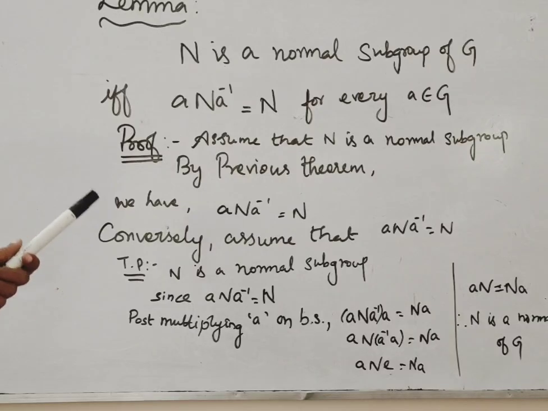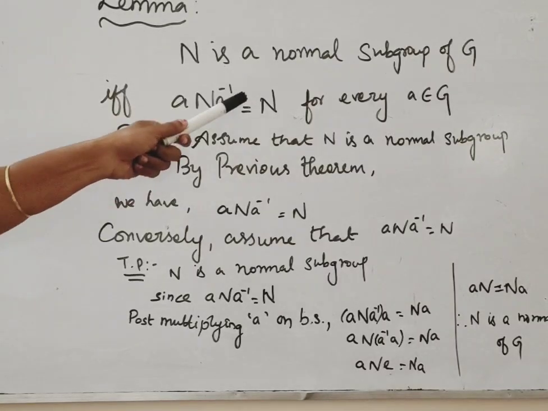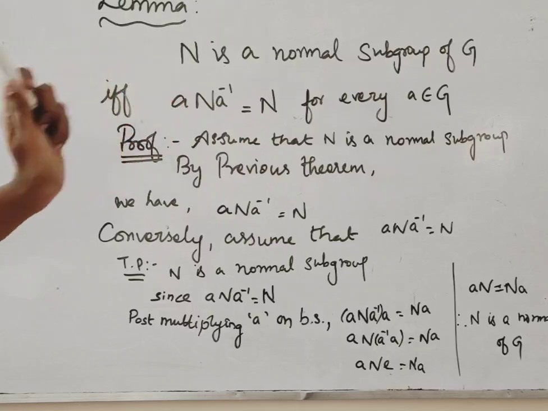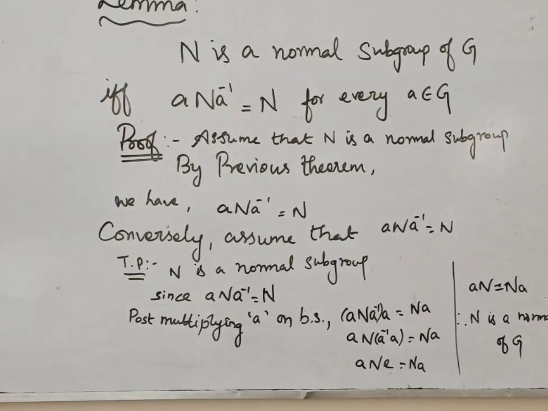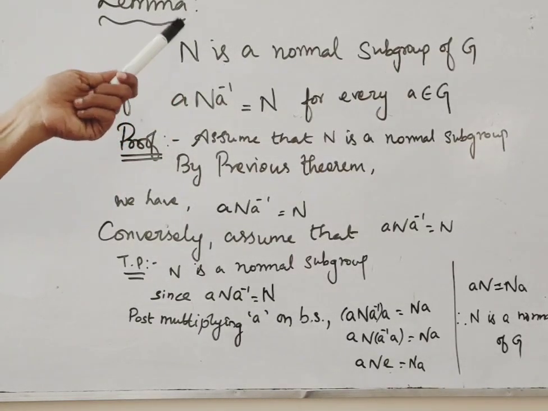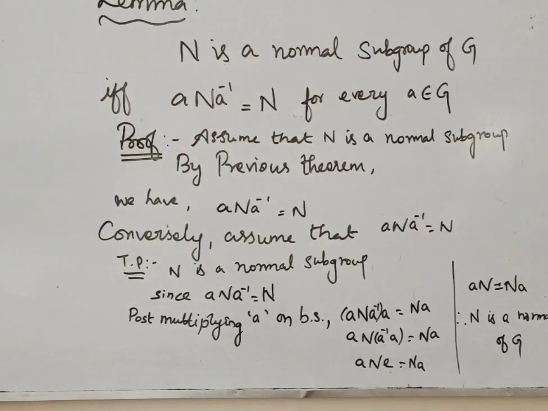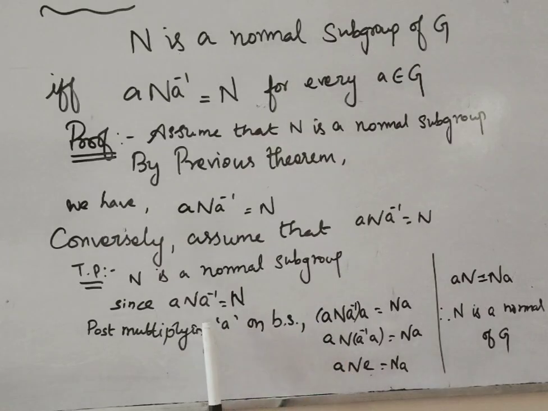Next, conversely, you have to assume that aNa inverse is equal to N and you have to prove that N is a normal subgroup of G. That means you have to prove the left coset is equal to the right coset, right? Here we have aNa inverse is equal to N. Post multiplying a on both sides, we are going to post multiply a on both sides. Therefore, aNa inverse into a is equal to Na. You have to interchange this bracket. Therefore, aN into a inverse a is equal to Na.